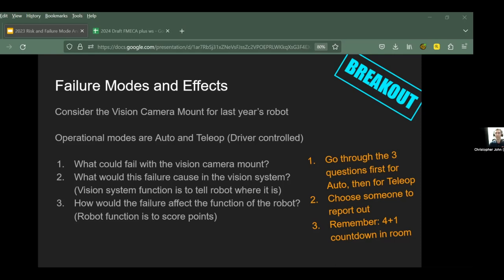Very cool. All right. Well, thank you all for responding on that. I especially like hearing that in Jake's piece, it sounded like one and two were the same for auto and teleop, but three is really where the failure affects the function of the robot, which is to score or to be able to drive in certain ways, or for certain buttons to work to allow certain things to happen. So that's why when we're defining that problem, we have to understand what that operational mode is as well. All right, well, thank you all.